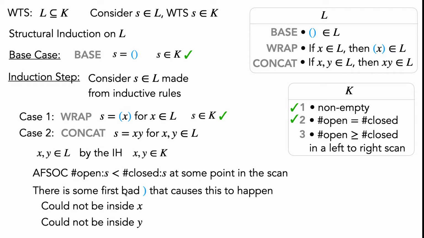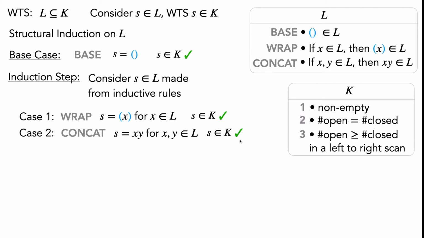So that means this first mismatched bad closed paren can't be inside of x, and it can't be inside of y, so it can't exist. In other words, we've satisfied property 3. So now, since we've satisfied all 3 properties, we know that S is in K just like we wanted.